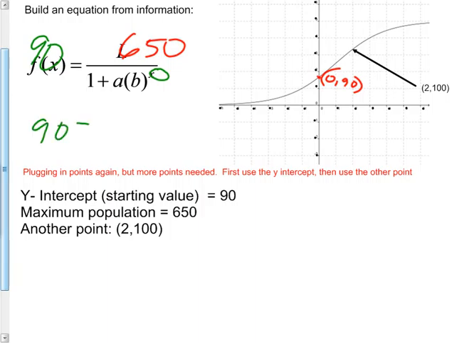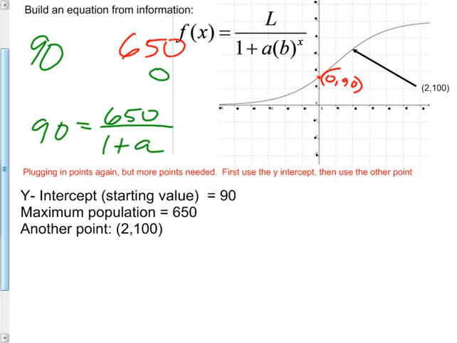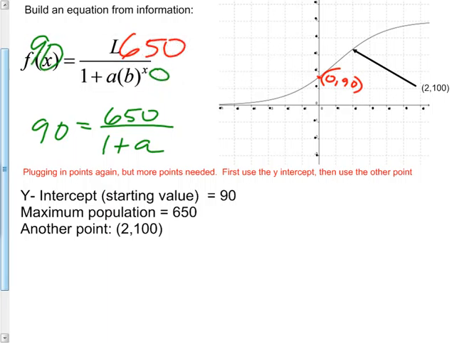So it's going to read 90 equals 650 over 1 plus A. And then use your algebra skills to solve that. You could actually graph that on both sides. It would work. Anytime you want to solve an equation, graph both sides. See where they cross. Yes, sir. You will need to memorize this general form of this equation. This black one here, got to memorize that. It's not given to you.